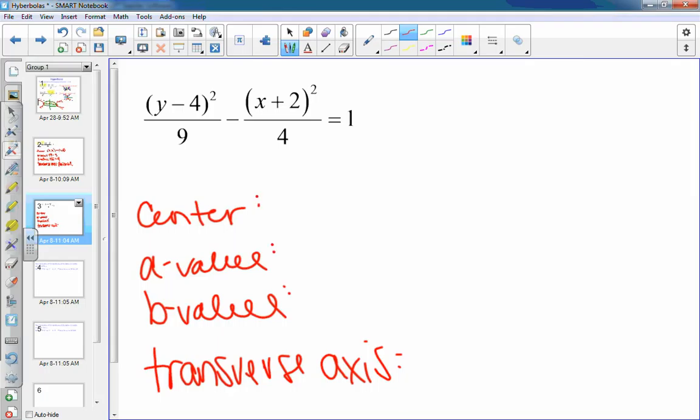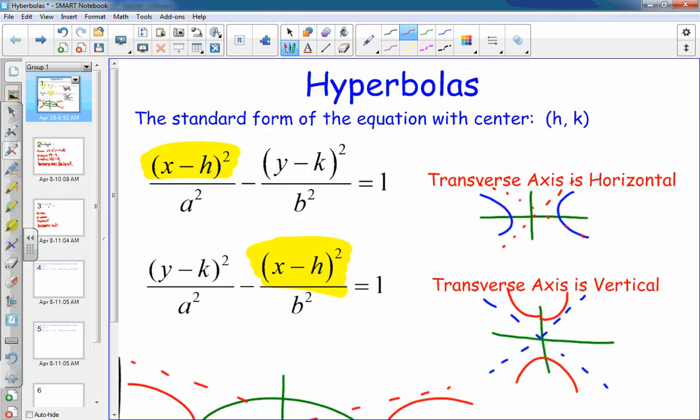Okay, now I want to draw your attention to what we have going on here. What is first? The y equals, right? The y minus the k is first. If you look at these formulas, the y minus k is what moves. That's what makes it change. The x changes. H is always with x, k is always with y.